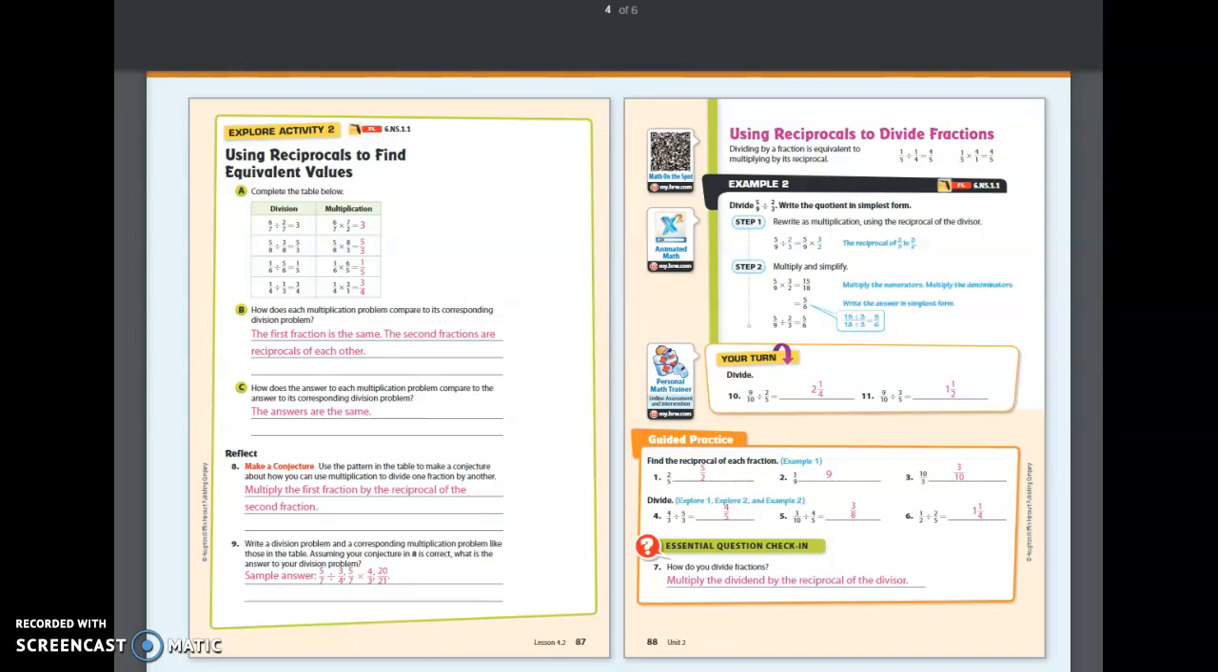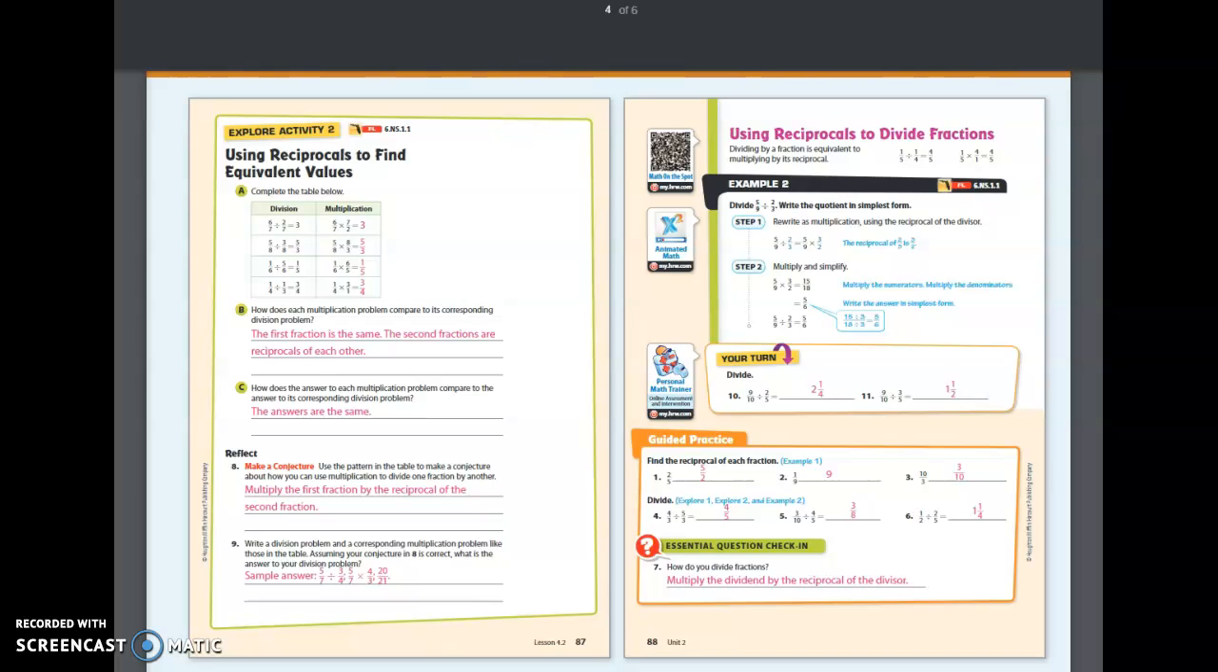So I'm going to keep 5/9. I'm going to change the sign to a multiplication sign, and then I'm going to flip 2/3 to become 3/2. And then I'm going to multiply across, numerator times numerator, denominator times denominator. I get my answer of 15/18. I'm then going to write it in its simplest form. I know that 3 goes into both 15 and 18. 3 goes into 15 5 times, and it goes into 18 6 times, so I can reduce this to its simplest form of 5/6.